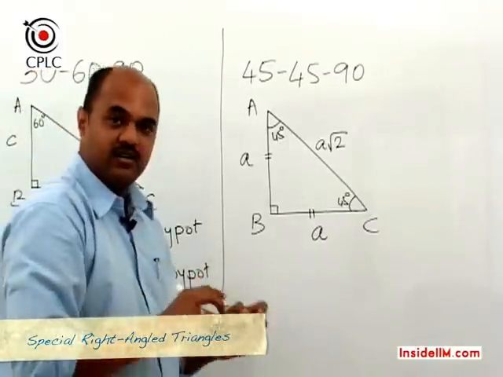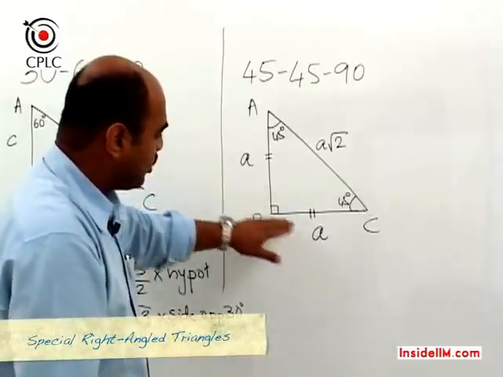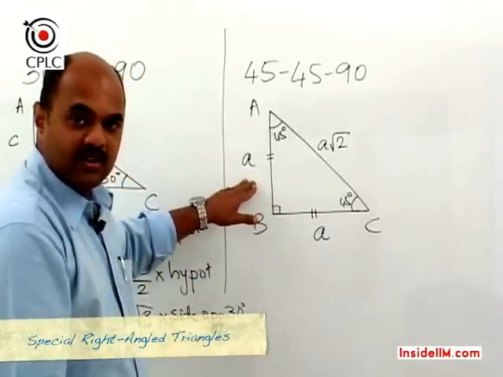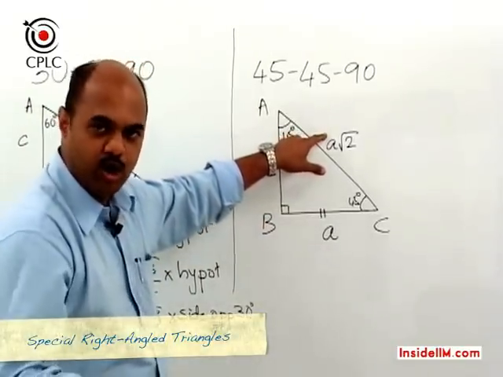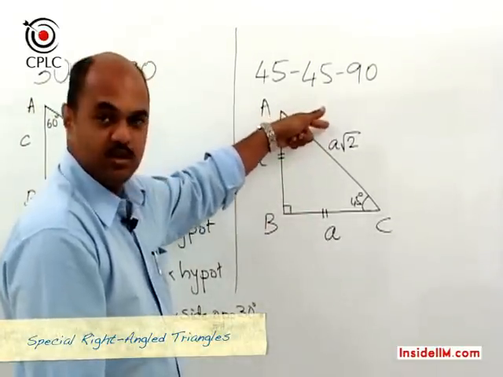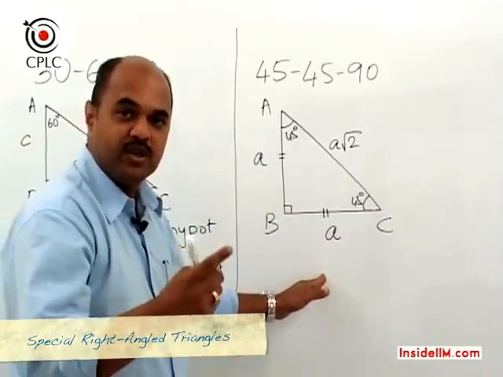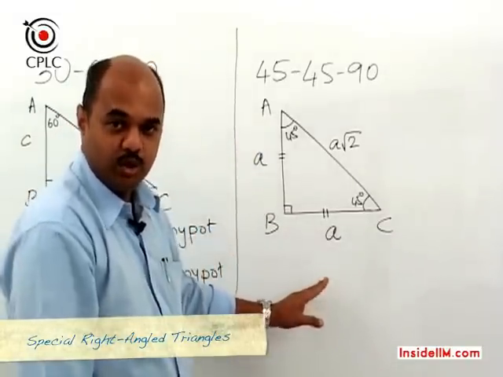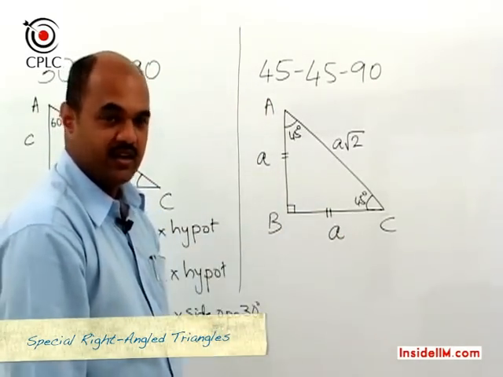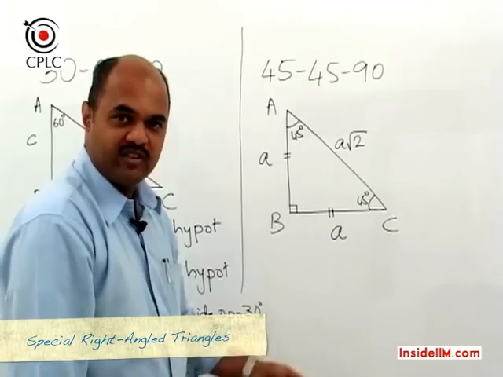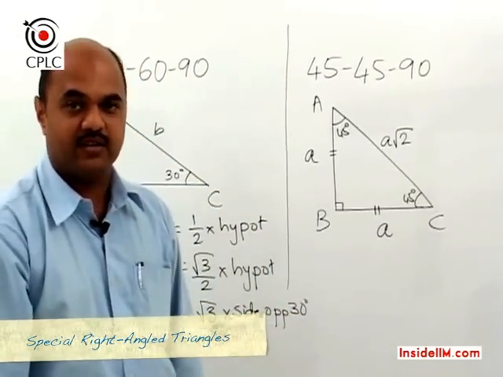So we can look at this formula in two different ways: if the equal sides are given, then the hypotenuse is √2 times the equal side, or if the hypotenuse is given, then the equal sides would be hypotenuse divided by √2. So this is an isosceles right angle triangle, and again a lot of time gets saved when we know these formulae for special right angle triangles.